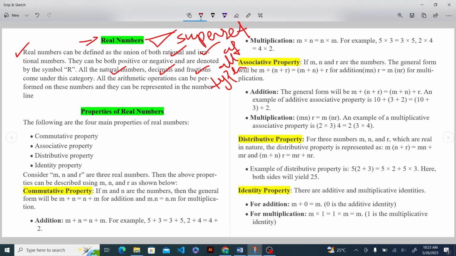So we have understood now what the real numbers are, and now we are moving towards properties of real numbers. Okay, so we have four main properties of real numbers. Number one is commutative property, second is associative property, third is distributive property, and fourth is identity property.